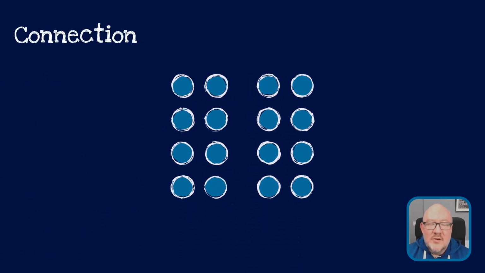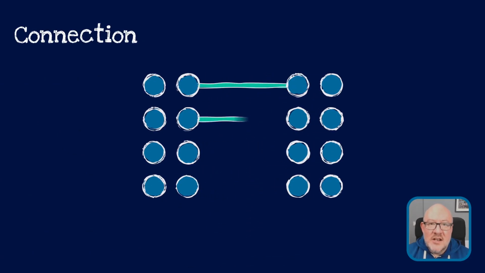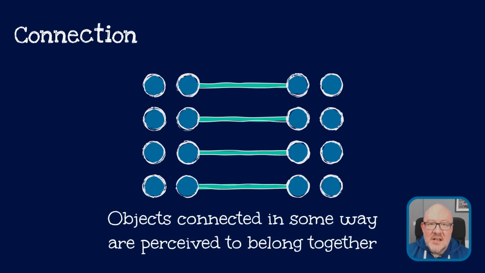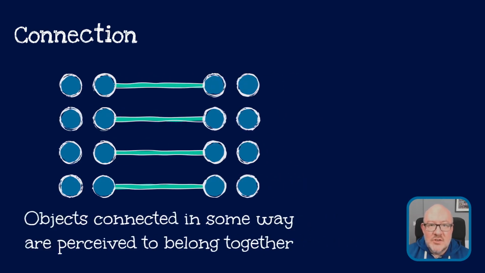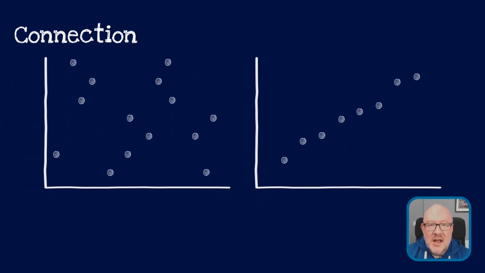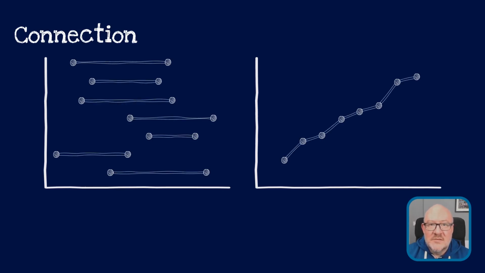While not as powerful as enclosure, visual connections send a strong message that items are related. You'll see it used to great effect in infographics where related items can be strewn across a page or screen, and in data visualizations such as dumbbell and line charts.